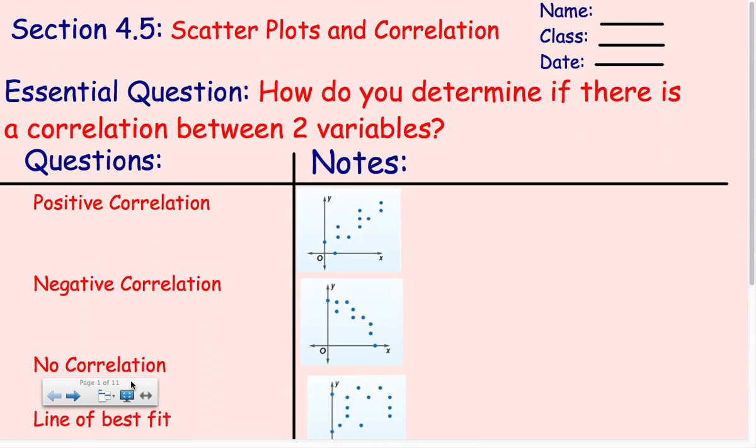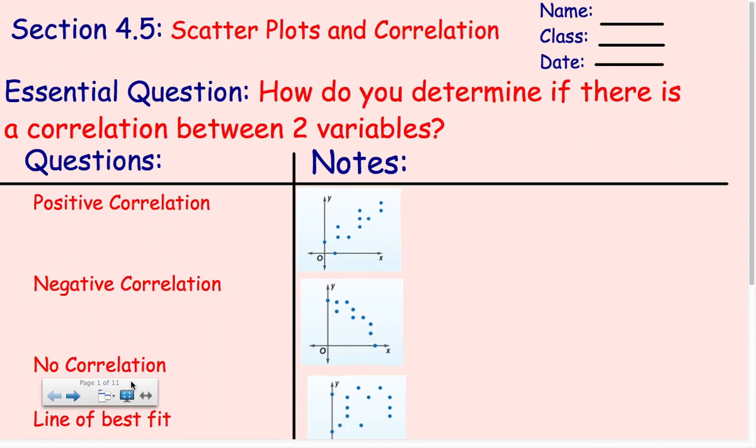The second type of correlation is a negative correlation. You'll notice the blue dots in this graph are going down from the left to the right, from the upper left-hand corner of our graph to the bottom right corner. No correlation means that the dots are all scattered throughout and there is no trend. They're not going up from left to right or down from left to right. They're all over the place.